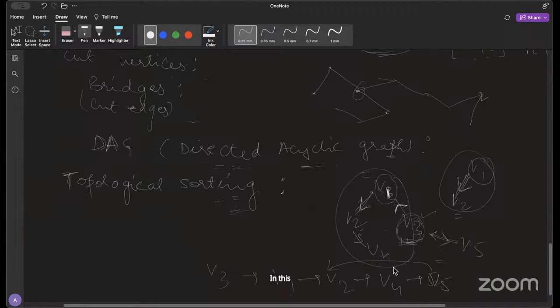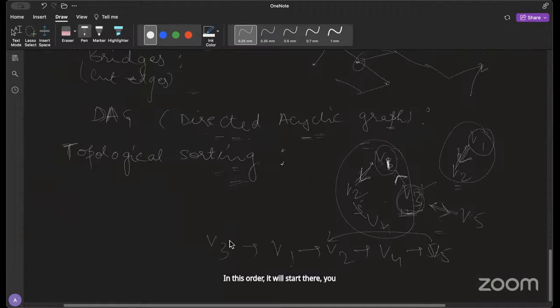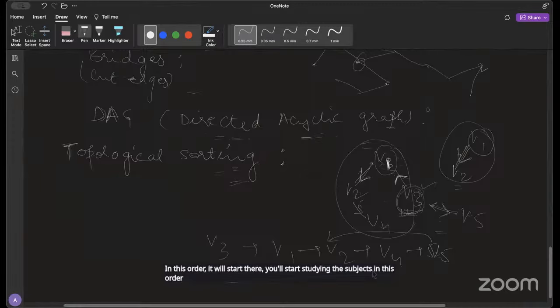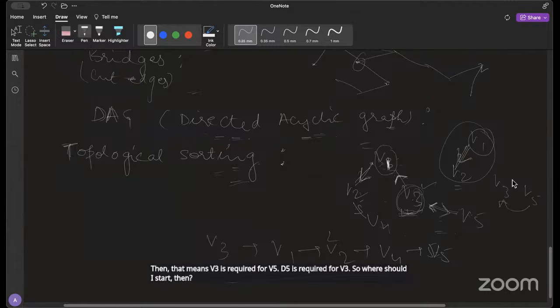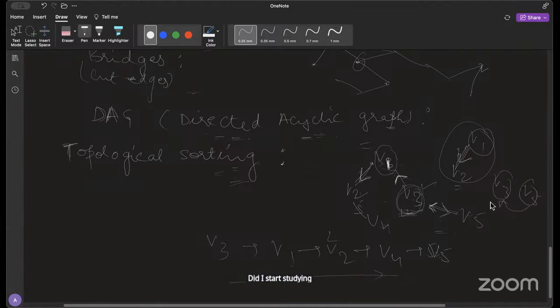In this order, if you start studying the subjects in this order, then there'll be no problem, right? Now, if I draw this double arrow, that means V3 is required for V5, and V5 is required for V3. So where should I start then? Should I start studying V3 first or V5 first? If there are both these arrows, where should I start from?